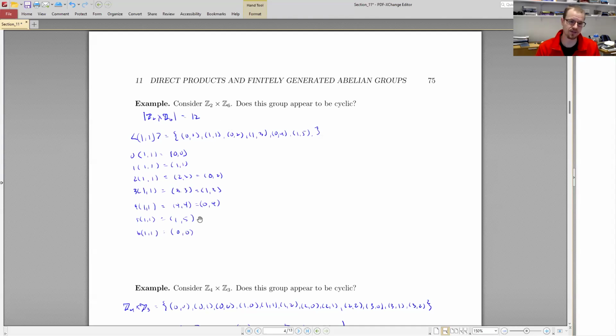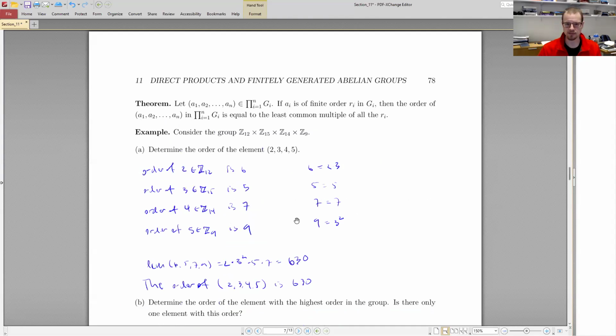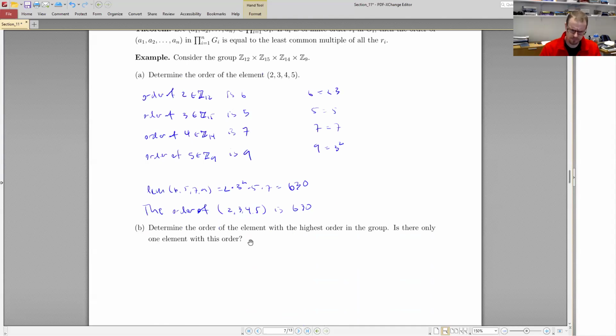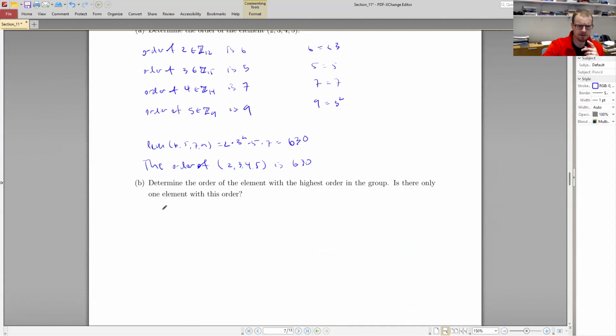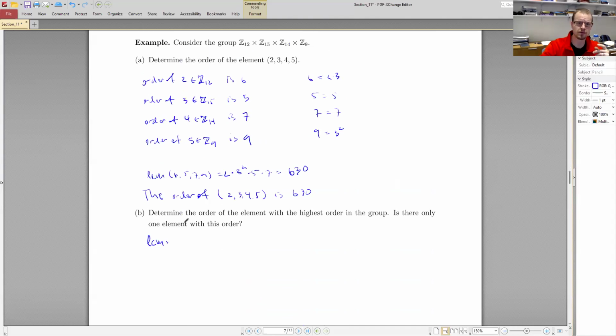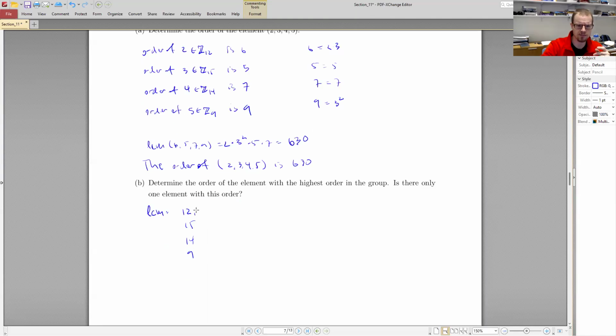And we want to identify an element with that order. Well, we did identify an element with that order. The current question is not asking us to identify an element necessarily. All right, here, if we're looking for the least common multiple of, let's see here, scroll back up so we can get those numbers. 12, 15, 14, and 9.